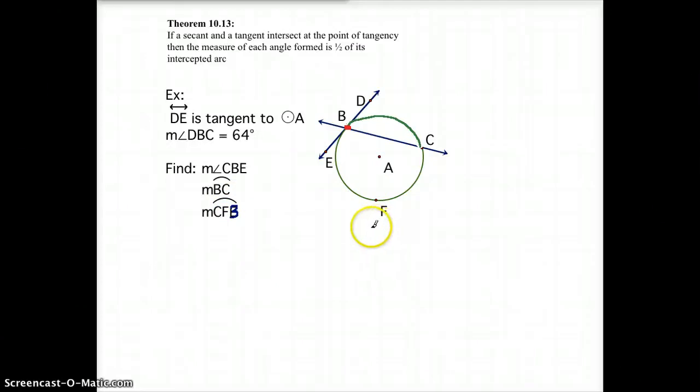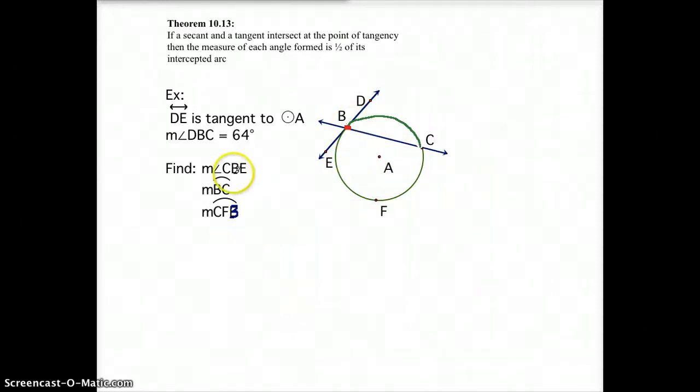So in this picture, we have circle A, and we know that the measure of angle DBC is 64 degrees. And we're supposed to find the measure of angle CBE, the measure of arc BC, and just the measure in degrees, not the length, and then the measure of arc CFB, where I know this is a major arc where I go the long way from C to B because they include this point F in here. So I know that I start at C, and before I get to B, I have to pass through F first. So I'll be going this long way.